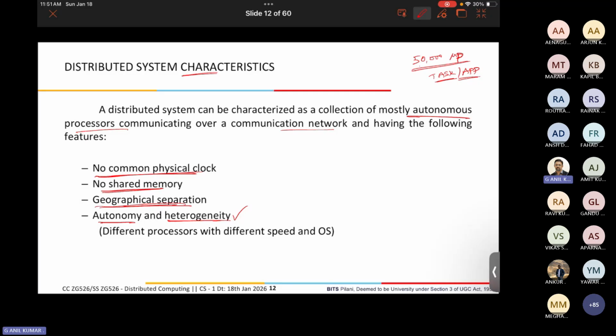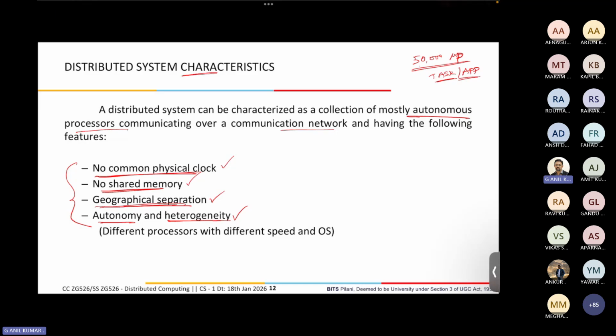There's a major advantage that we take with distribution. Four important points, guys, around which the entire subject of distributed computing goes: no physical common clock, no shared memory, and total geographical separation. These are the extremes that we are speaking of. They can be extremely thrown out at different corners of the globe. Still, they should be able to communicate, coordinate, and work. And they are highly autonomous and highly heterogeneous. Still, they should be able to do it. For these purposes only, distributed computing has evolved, to make all these come together and make things happen.